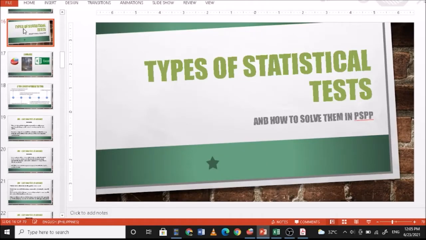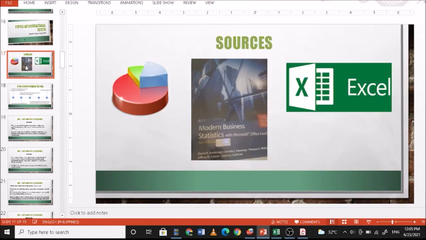Good day. Today we're going to discuss the types of statistical tests and how to solve them in PSPP. For this presentation, we're going to use PSPP, of course, to calculate the data, and we're going to use Excel for encoding the data. And Modern Business Statistics is used for the problems found in this presentation.